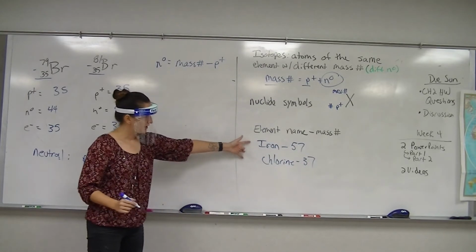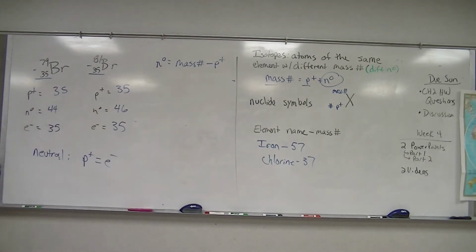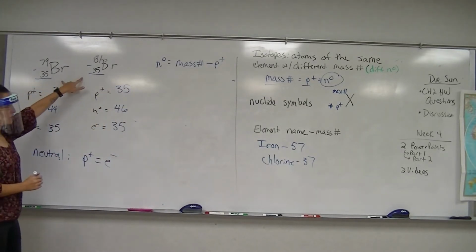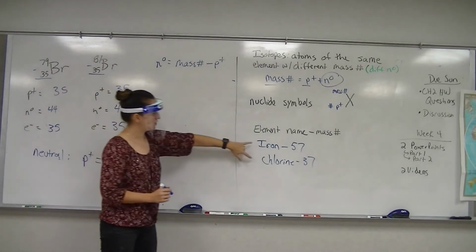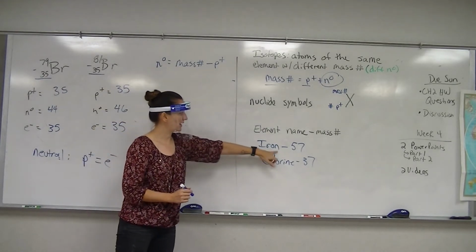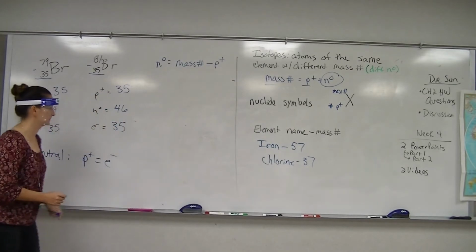So what I have written over here now is the other way to represent an isotope. So this is just one way. These were the nuclide symbol forms. It's not always written this way. Sometimes isotopes are written with the element name, dash, and then the number that comes after the dash is the mass number.